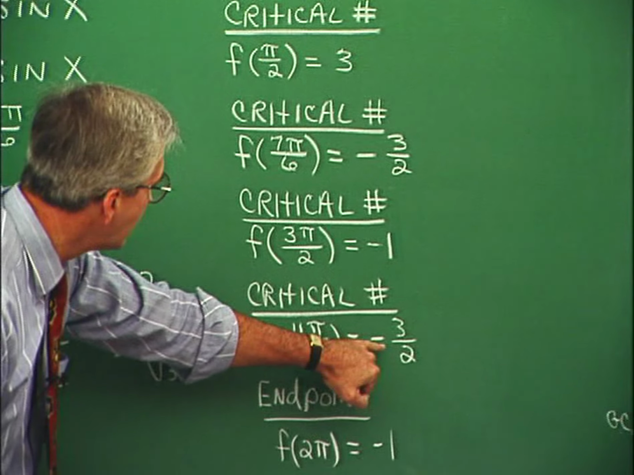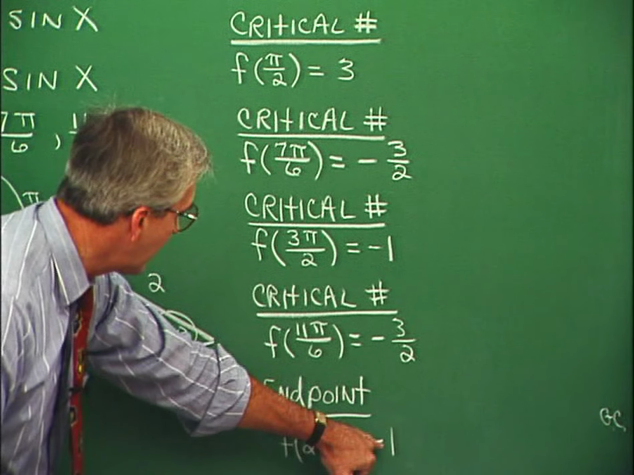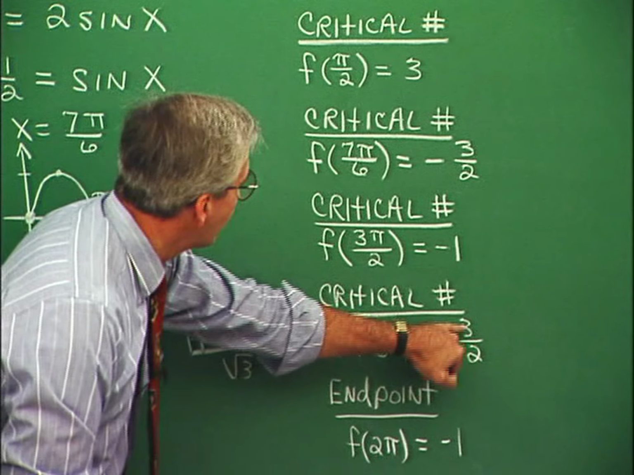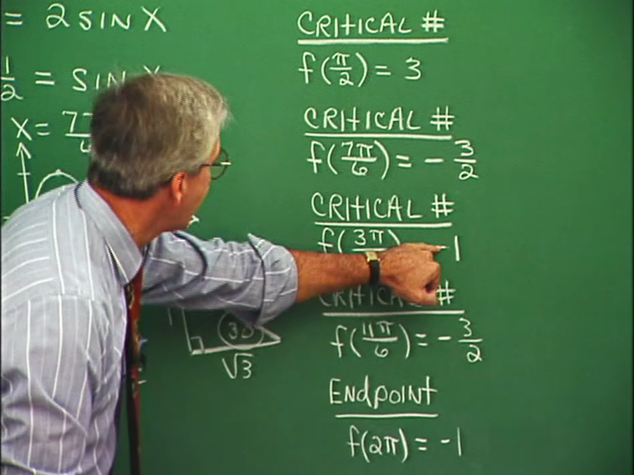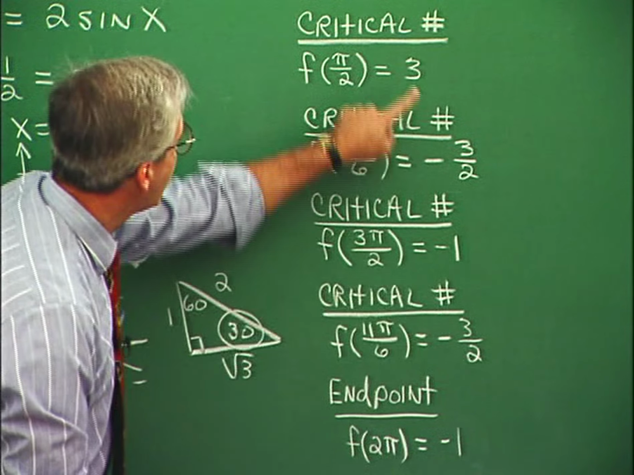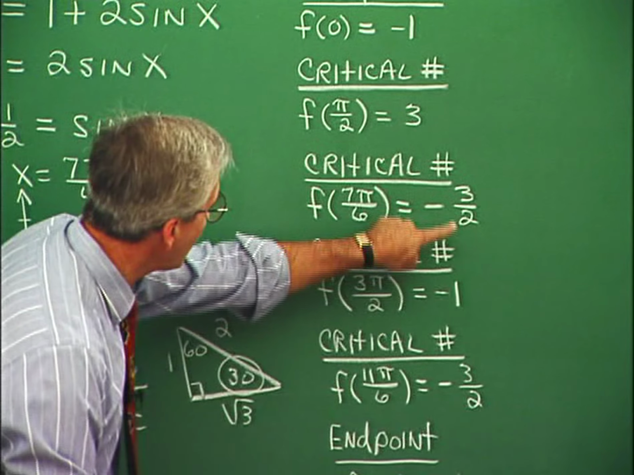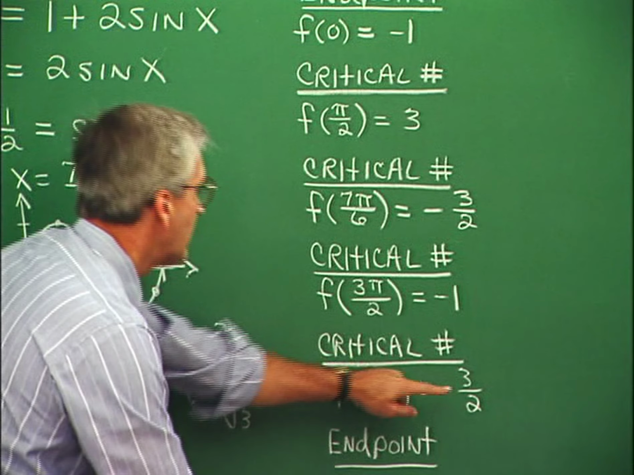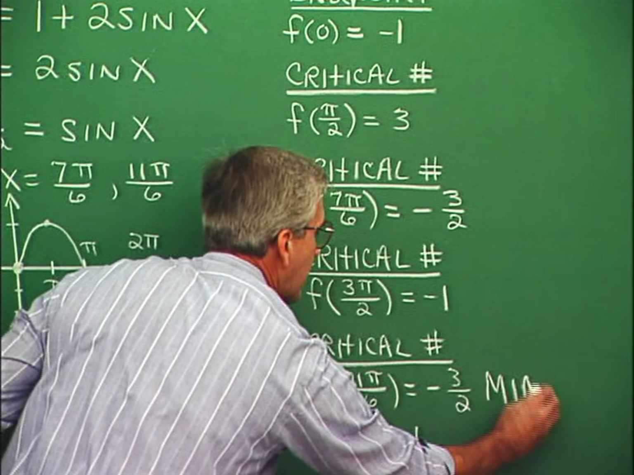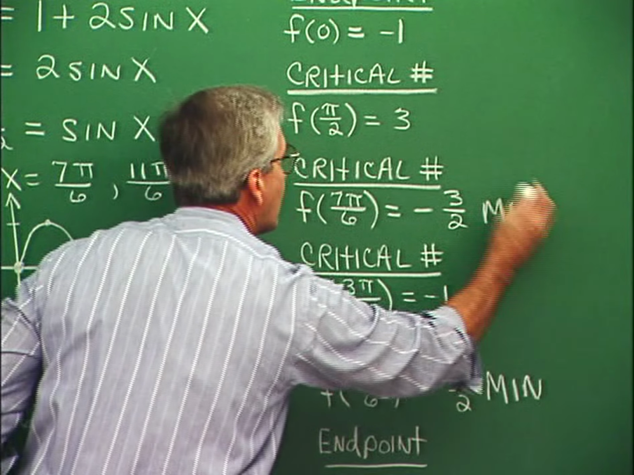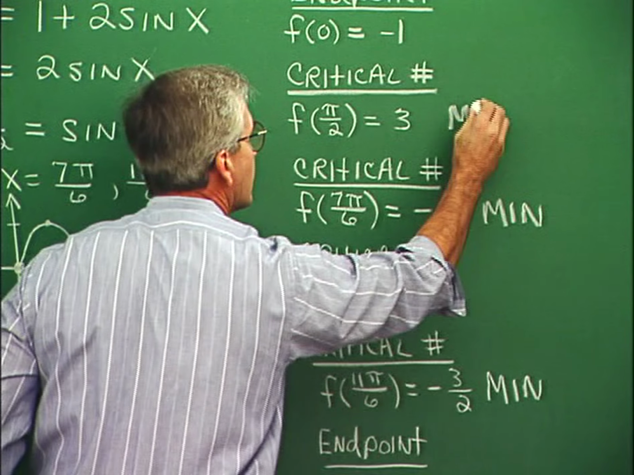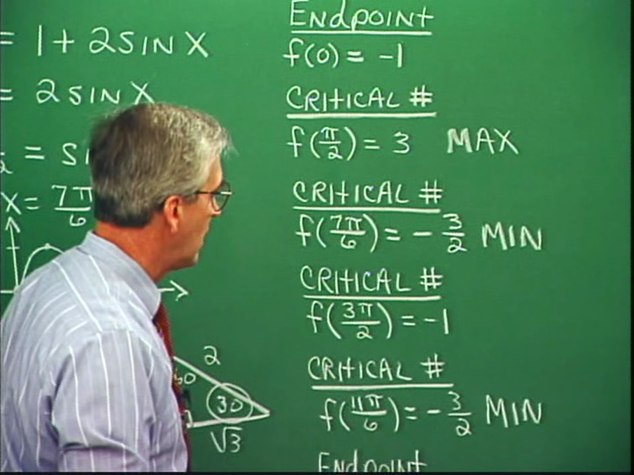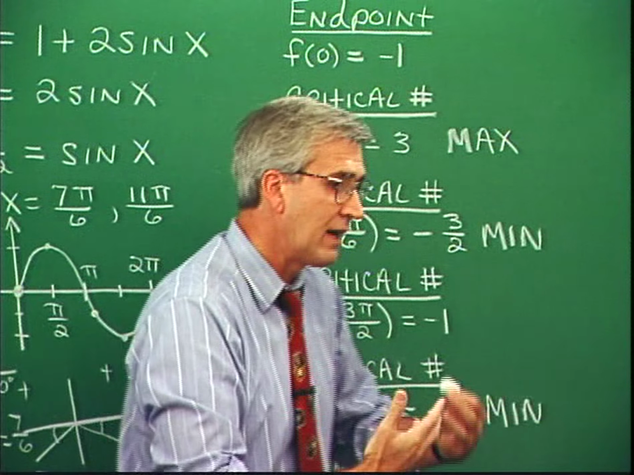So let's see, -1, -3 over 2. This is smaller than that is. Oh, here's another -3 over 2, and here's 3, and here's -1. All right, so the -3 over 2's are the same as one another, and they're the smallest values that we have here. So those are both minimums. So I'll put min for both of these. And the largest value we have in this group is 3. So 3 is the max. So we have one maximum value, two minimum values for this situation to identify the extremes.